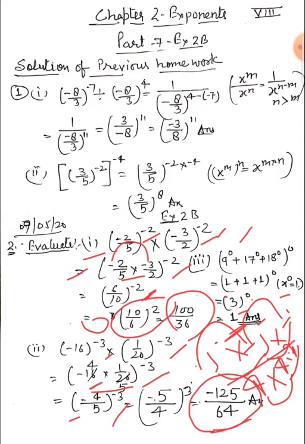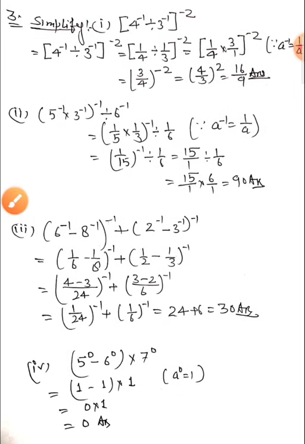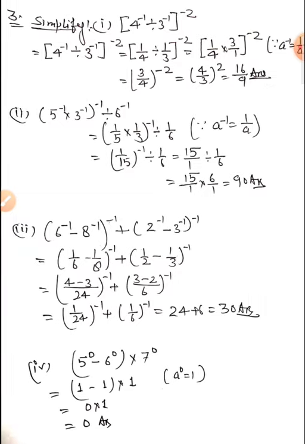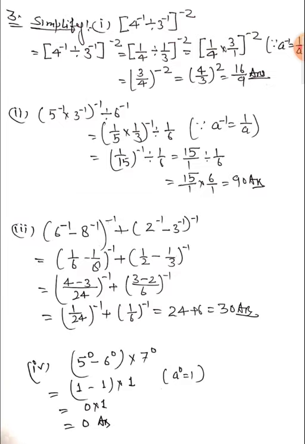Evaluate. Now the next question is Simplify. In the simplify, the first question is (4 raised to the power minus 1 divided by 3 raised to power minus 1) whole raised to power minus 2.